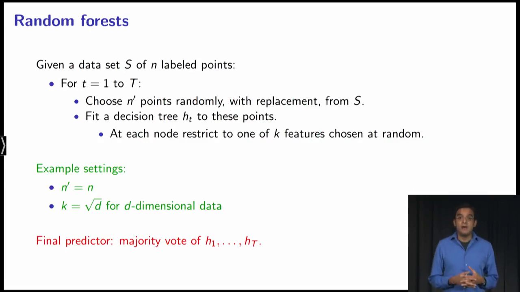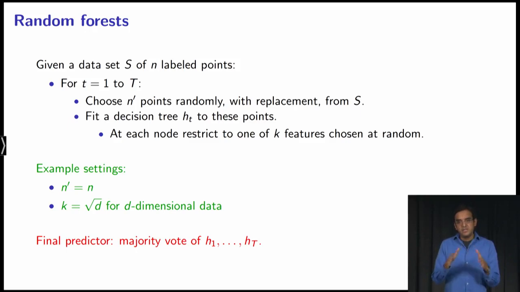So let's look at how a random forest is built. Let's say we have a data set of n points, say in d-dimensional space. Let's call the data set S. And let's say that we want to build a collection of T trees. We can do this in parallel if we like. So we're going to build T decision trees.